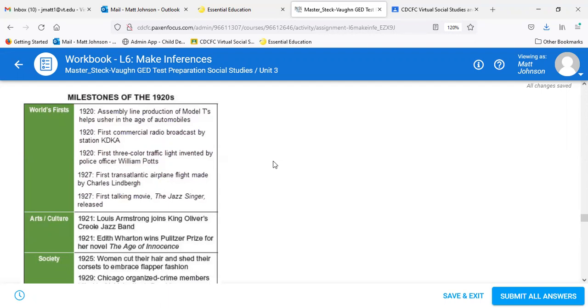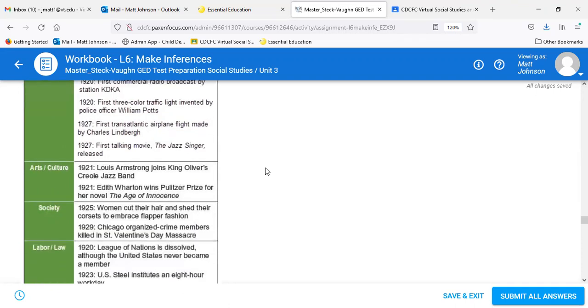Now what would take maybe several weeks of voyage, well, not by that time, not with steam power or coal power, but certainly days of travel. We're starting to shorten that through flight. World's becoming smaller. Also 1927, first talking movie, The Jazz Singer, was released. So another cultural event there. And then in our arts and culture section, we have Louis Armstrong joins King Oliver's Creole Jazz Band. Edith Wharton wins Pulitzer Prize for her novel, The Age of Innocence.